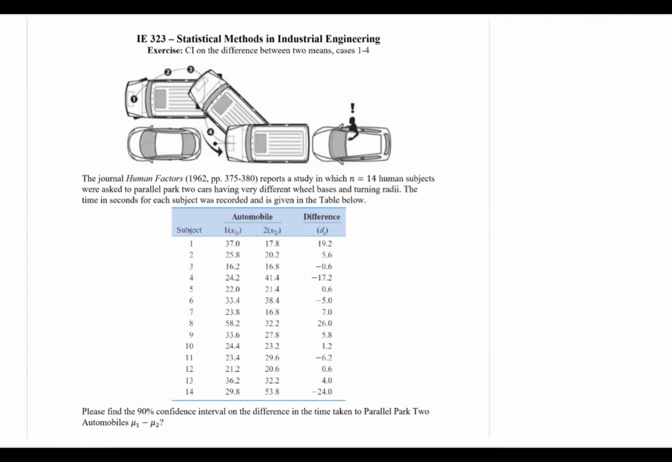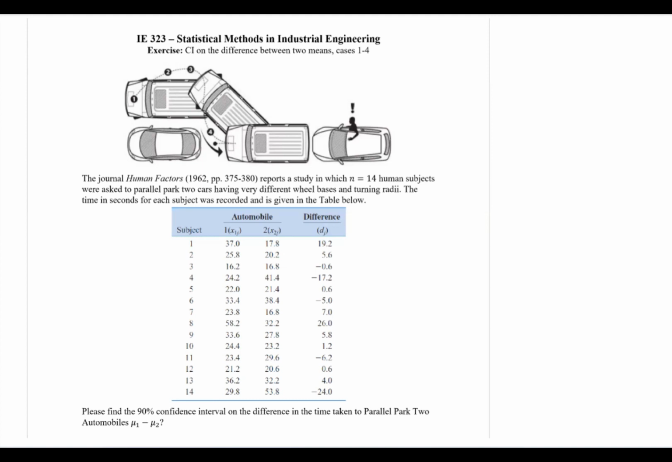The journal Human Factors, 1962, pages 375 to 380, reports a study in which n equals 14 human subjects were asked to parallel park two cars, having very different wheelbases and turning radius. The time in seconds for each subject was recorded and is given in the table below.